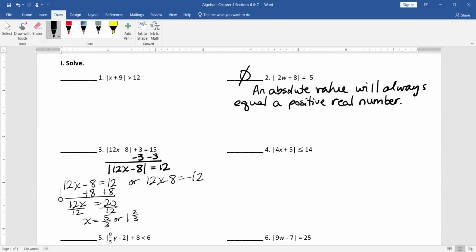Okay. And then the other one is we add 8 to both sides. So I get 12x equals, that's negative 12 plus 8, so it's negative 4. They're unlike signs, and my internet is starting to get really bad, so it's looking wonky. Divide by 12. I get x equals negative 1/3. So x is negative 1/3 or 5/3.